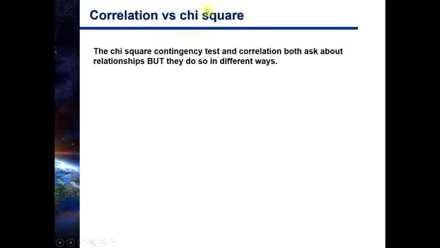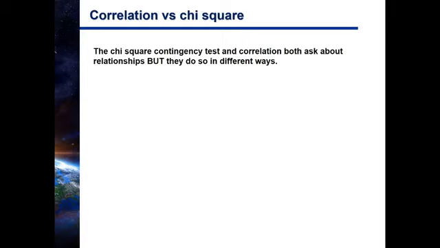And what does the chi-square test of independence do? It's asking a question about relationships. All right, so you see that there's some confusion there. And in fact, it gets especially confusing when you're doing simple correlation, bivariate correlation, when you only have two variables that you're correlating, X and Y.